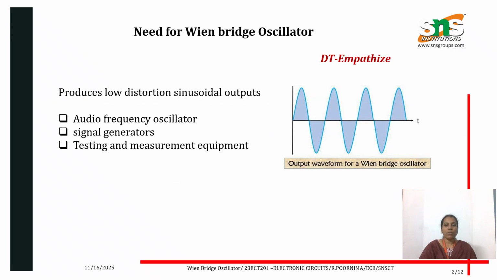So what is the need for Wien Bridge oscillator? This is the RC oscillator which is used to produce the low distortion output, and the output is in the form of sinusoidal waveform. So this is used for low frequency oscillators, audio frequency oscillators, signal generators and testing and measuring equipments.